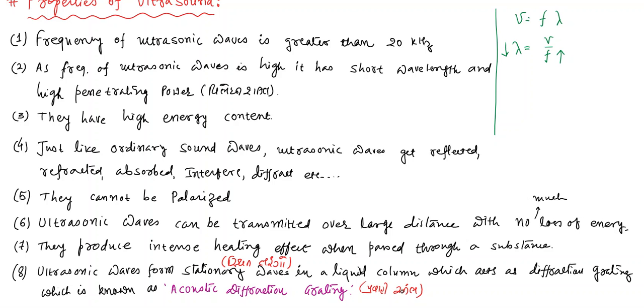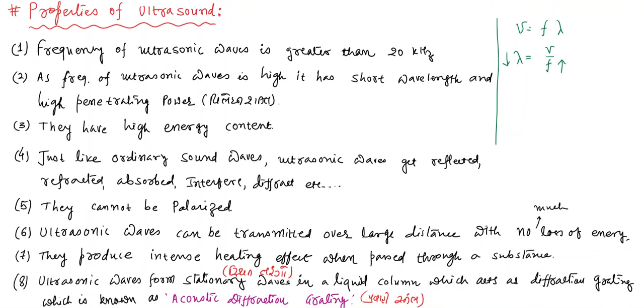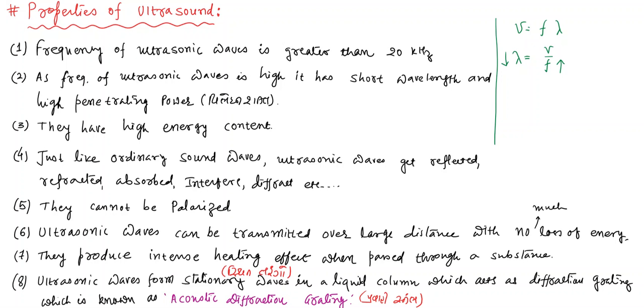So ultrasonic waves can form stationary wave inside a liquid column, and this acts as a diffraction grating, which is known as the acoustic diffraction grating. So these are the properties of ultrasonic wave. There are more properties also, but the major properties are discussed here.